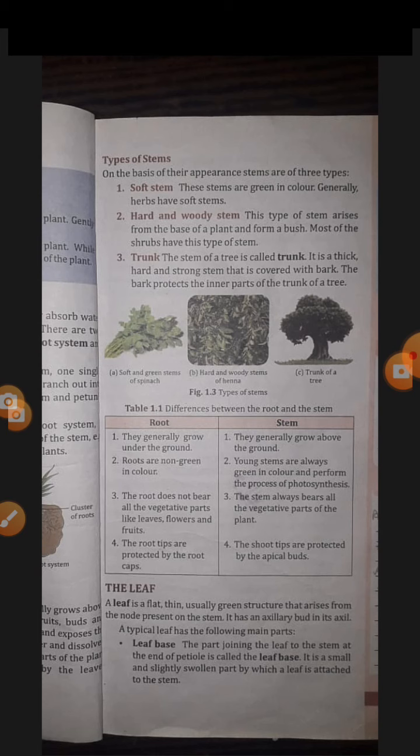For better understanding, you can take one leaf from your garden and match this leaf with the diagram given in your book. So I am explaining this leaf structure. Just consider the diagram for better understanding. Diagram number 1.4. First part of the leaf is the leaf base. It is the joining part of the stem and leaf.